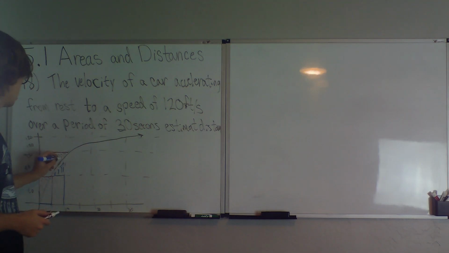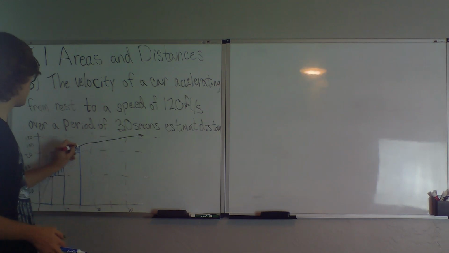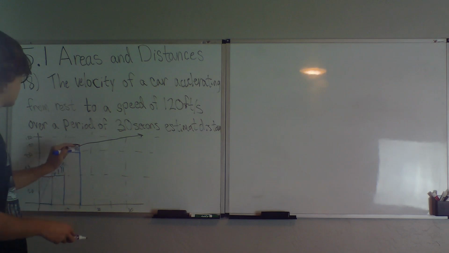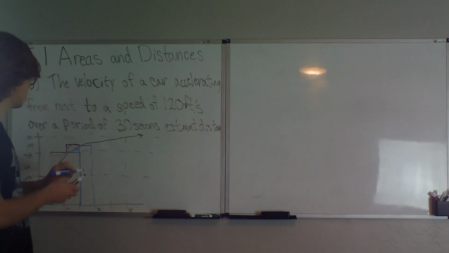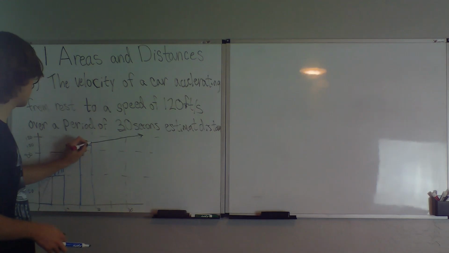So then we go from here over to 15 seconds. So then we have this underestimate, and then we go from here over. We have an overestimate here. And we just keep doing that, right? So we just draw over, underestimate, and then we just draw over.